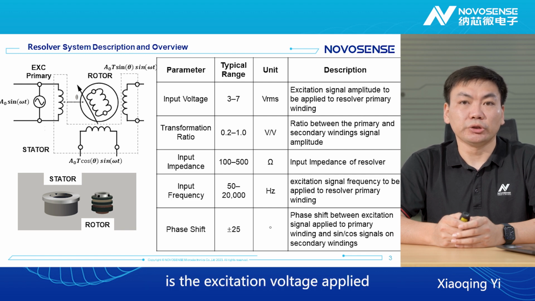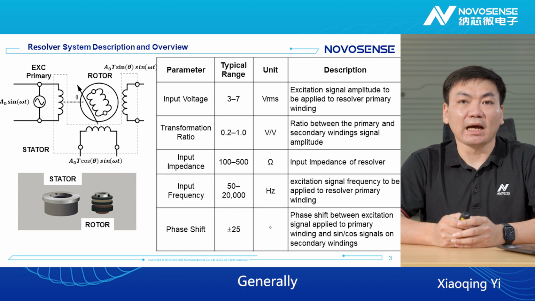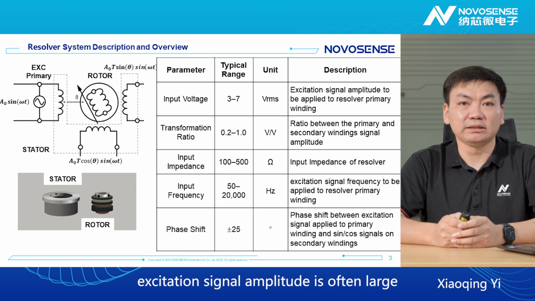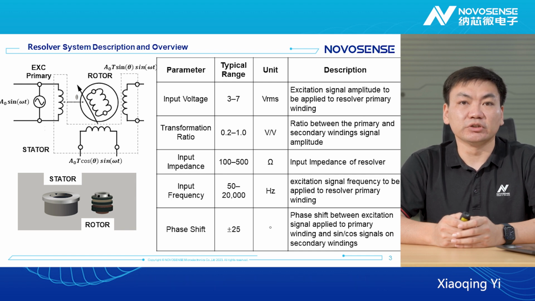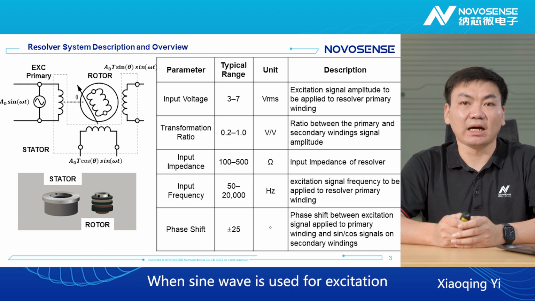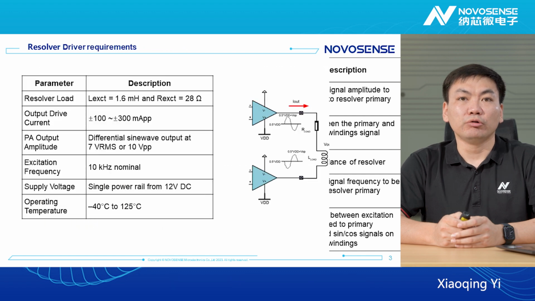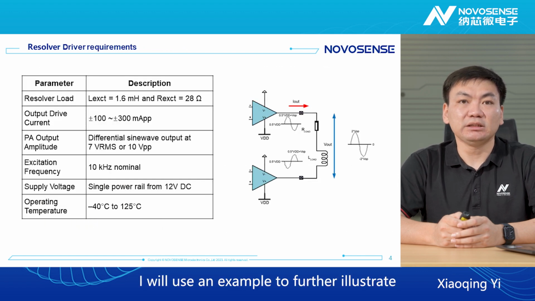Input voltage is the excitation voltage applied to the primary side. Generally, in order to get an inductive signal of sufficient amplitude, the corresponding excitation signal amplitude is often large, typically 3 to 7 VRMS. When a sine wave is used for excitation, the frequency will range from tens of hertz to tens of kilohertz. I will use an example to further illustrate the resolver driver requirements.